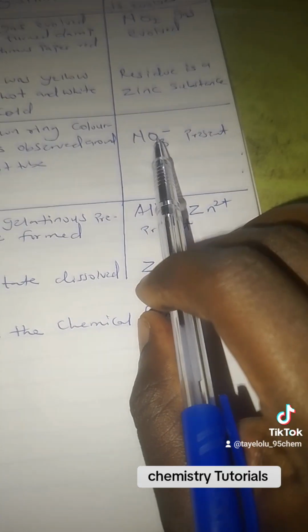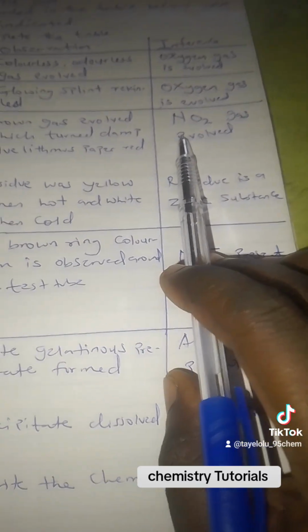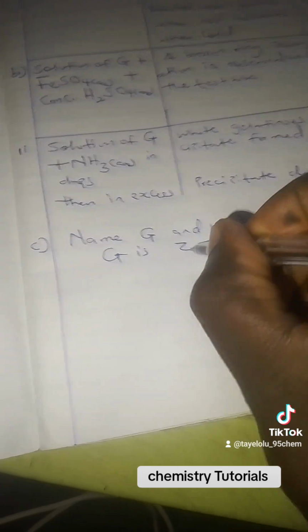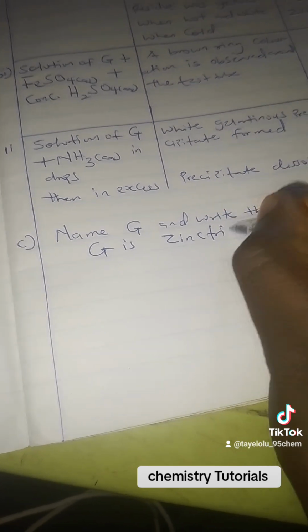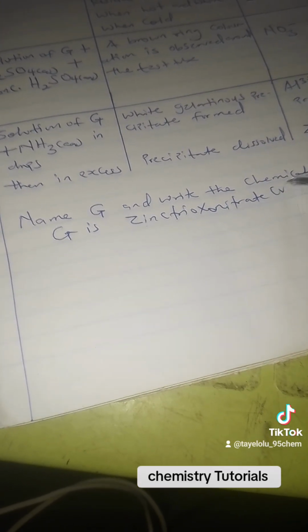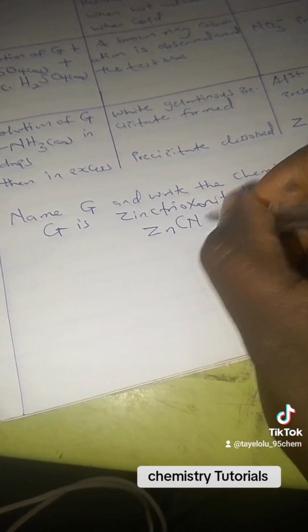So we should now name G and write the chemical formula. We have affirmed that zinc is present, and we have affirmed that NO3 minus is present, isn't it? Through this gas being evolved and oxygen gas being evolved, definitely G is zinc trioxonitrate(V), which by chemical formula is this.